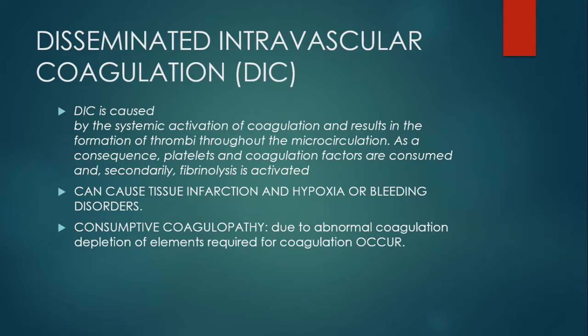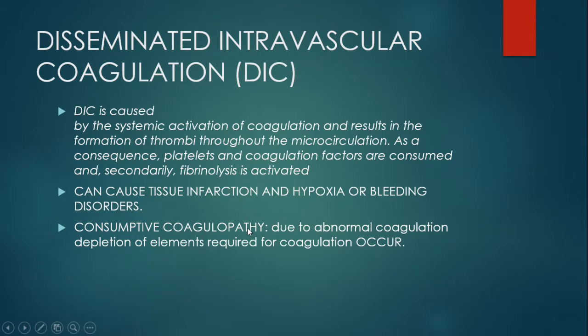What is consumptive coagulopathy? This is directly related to the bleeding disorder. It is a term used to describe the depletion of elements required for coagulation due to abnormal coagulation. Since these thrombi are forming in the microcirculation, and we do not need these thrombi to form within the circulation, we call them abnormal thrombi. So due to this abnormal coagulation, platelets and some coagulation factors are consumed. We call it consumptive coagulopathy.